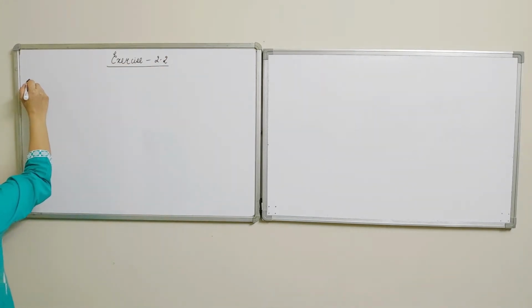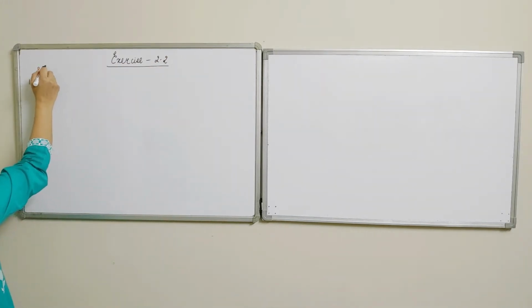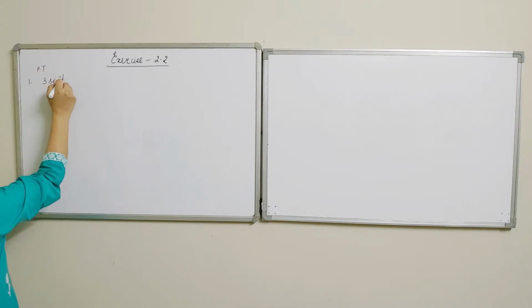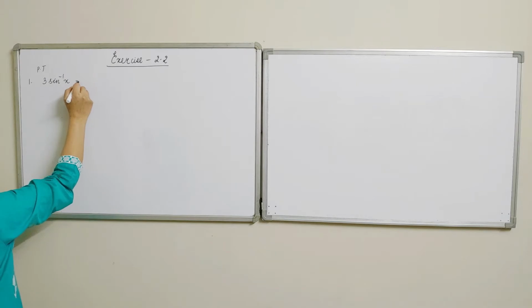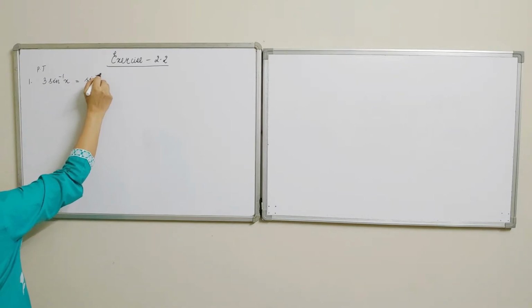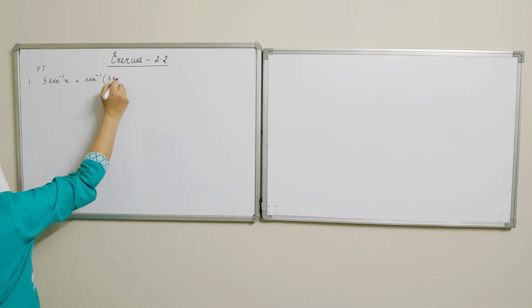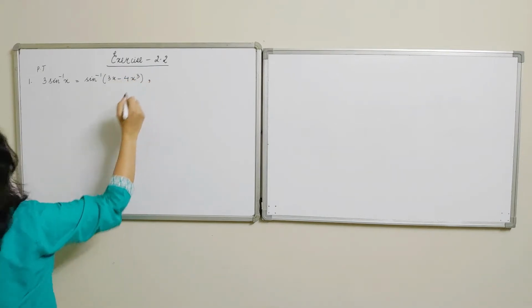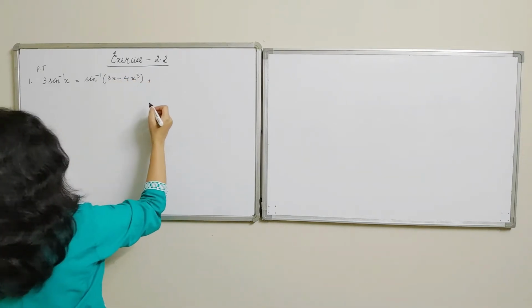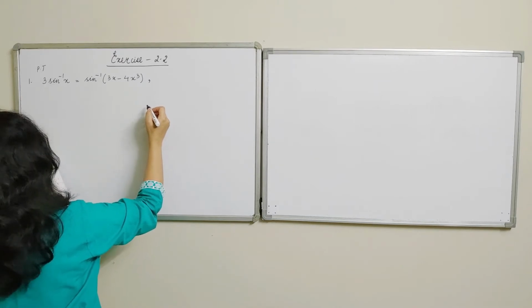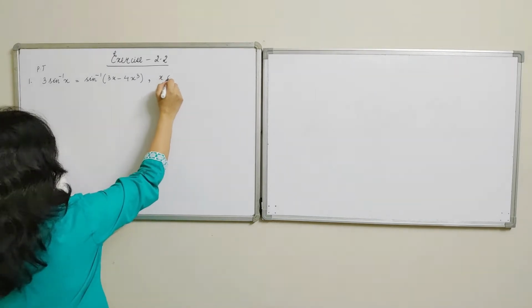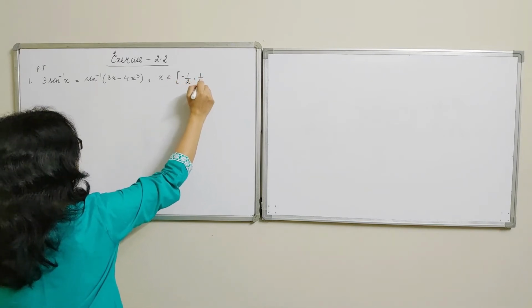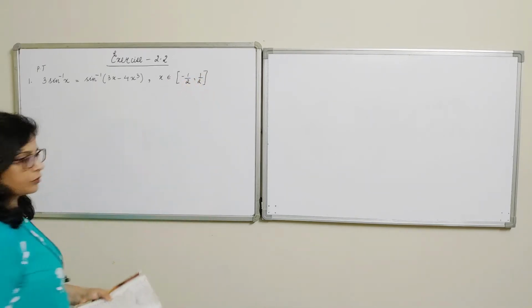So the first question, where we have to prove that 3 sine inverse x is sine inverse of 3x minus 4x cube, where x belongs to the closed interval minus half to half.